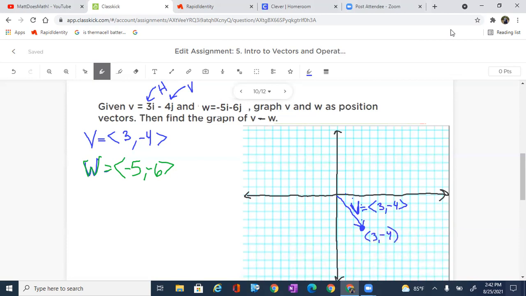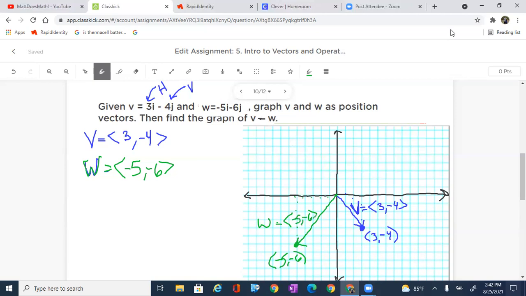Okay. Then we're going to go ahead and put w on there. And w simply says that we have negative 5, negative 6. So I'm going to go negative 5: 1, 2, 3, 4, 5, and then down 6: 1, 2, 3, 4, 5, and 6. And since it is a position vector, we need to start at the origin and go out to its terminal point, which is negative 5, negative 6. And we can go ahead and mark this vector w as having horizontal and vertical components of negative 5 and negative 6.